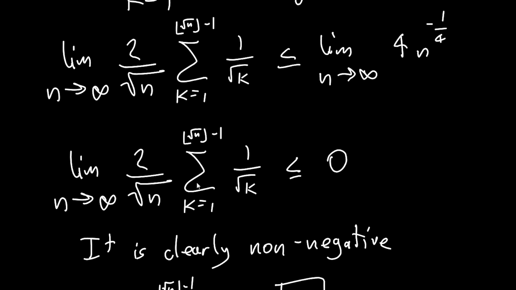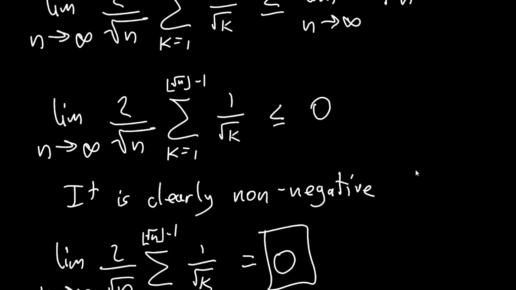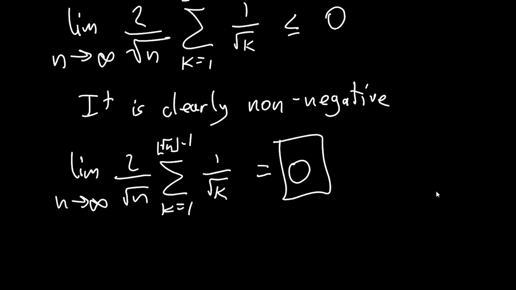So that means as n approaches infinity, this sum is going to have to be less than or equal to 0. But we know that our sum is going to be non-negative because we're only adding positive terms. So there's no way that our sum is going to be less than 0, but it clearly can't be more than 0. So that means the answer is 0.